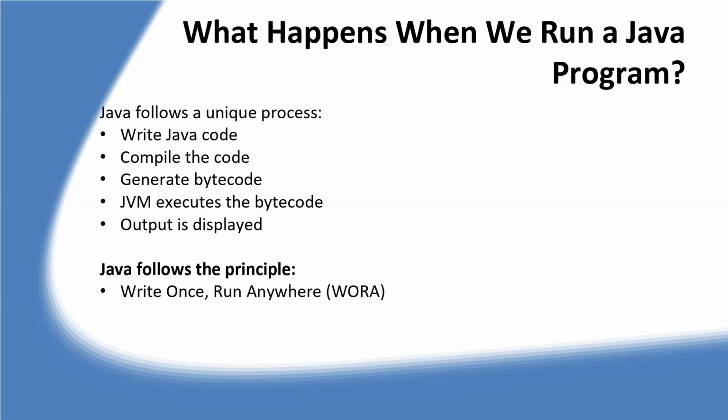Java follows the principle write once, run anywhere. So write once, run anywhere. This is achieved with the help of JVM. Since JVM is platform dependent, we are writing once and we can run anywhere, in the sense in any platform, and JVM provides us a platform independence, whether it is Windows or Linux, etc.